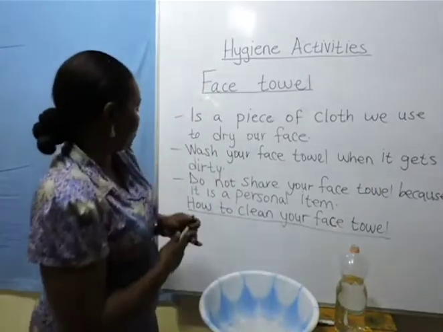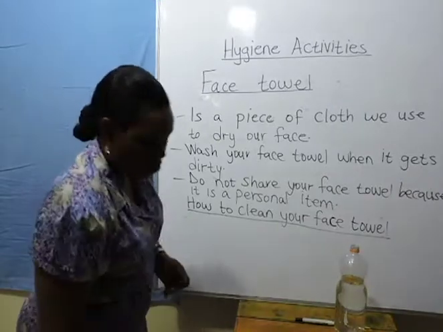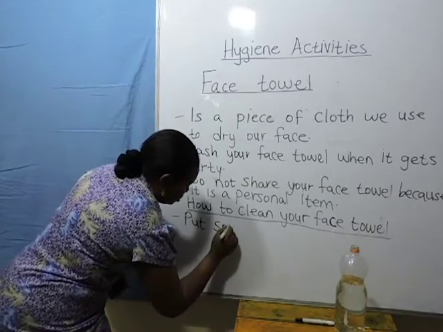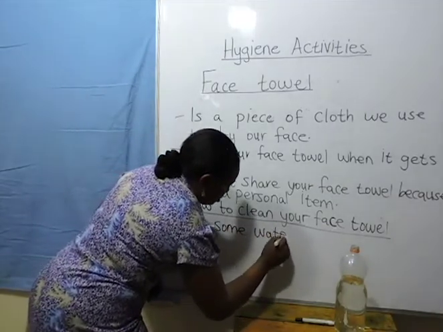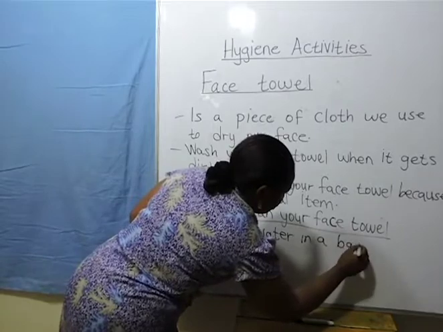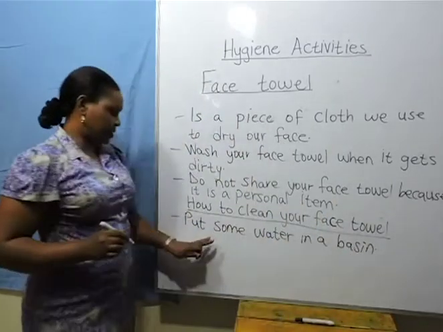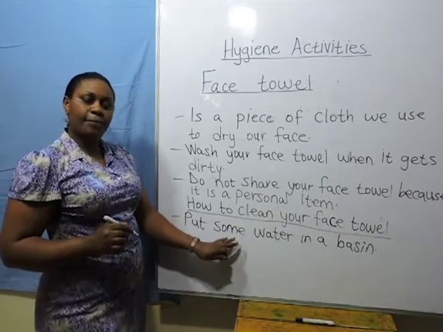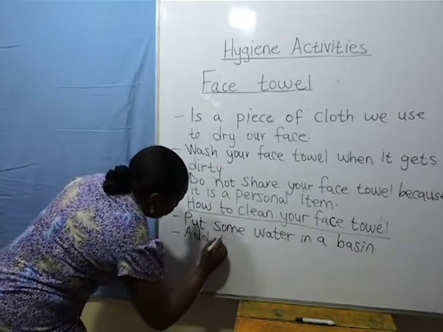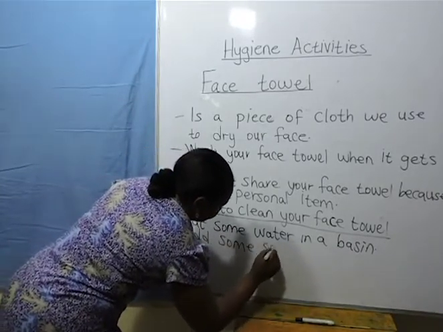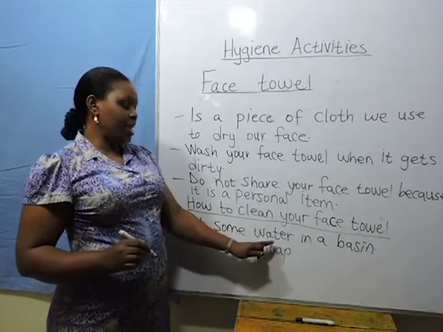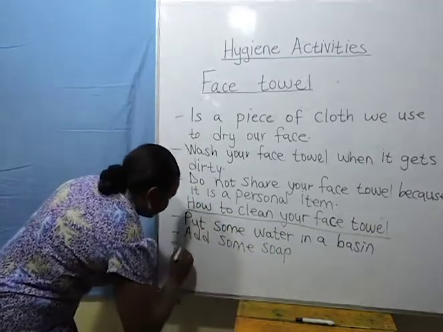Now, the first step you're supposed to do, first of all, you're supposed to put some water in a basin. You put some water in a basin. The first step, put some water in a basin. After putting some water in a basin, you add some soap. Add some soap in the water in a basin. You add some soap.